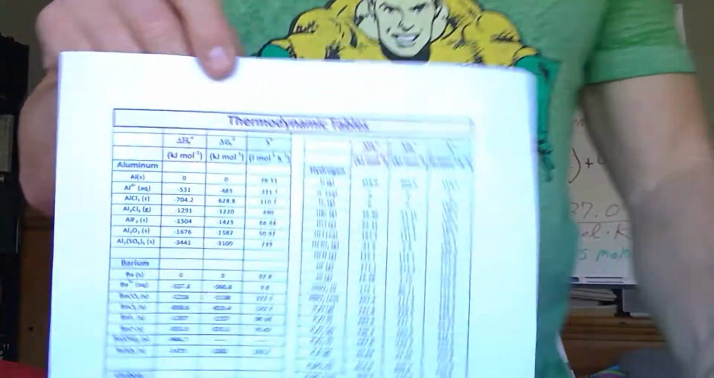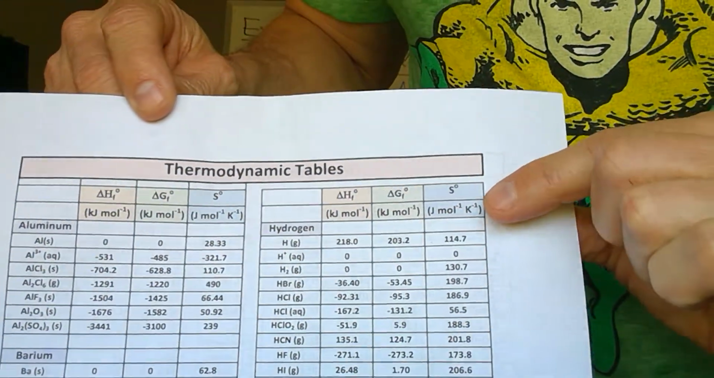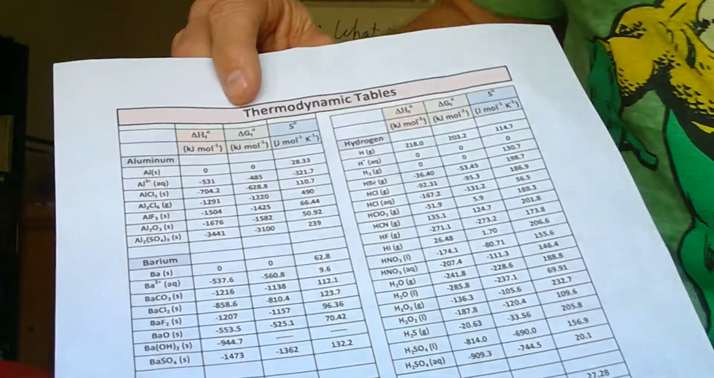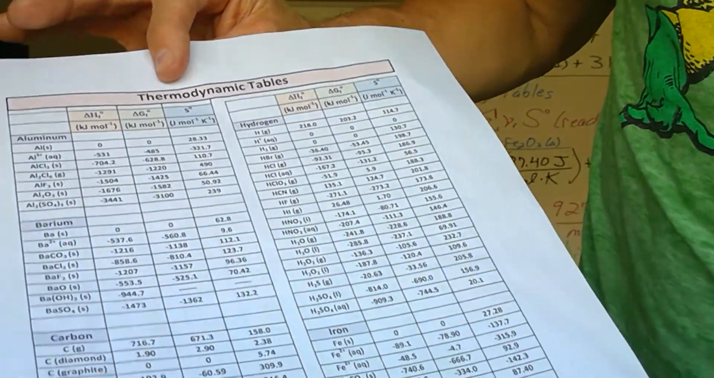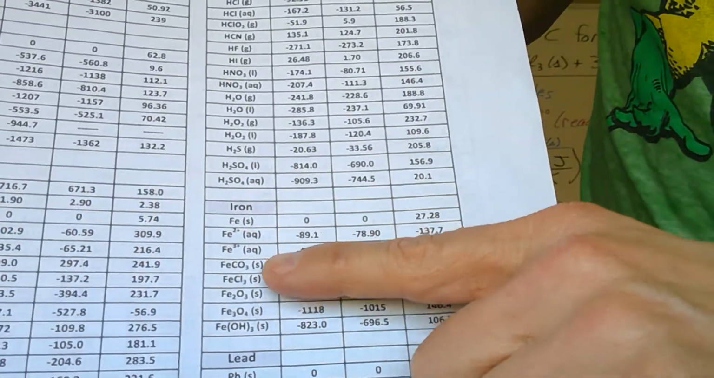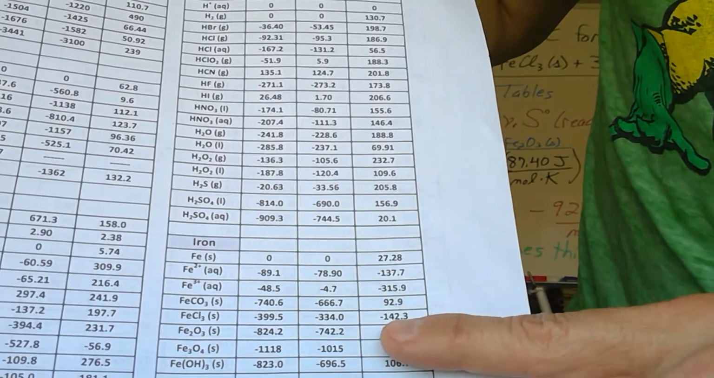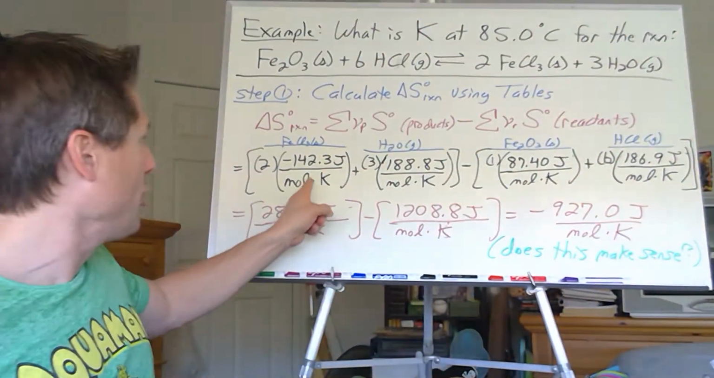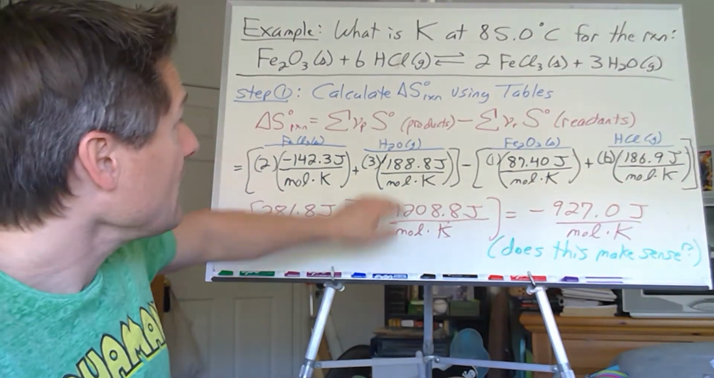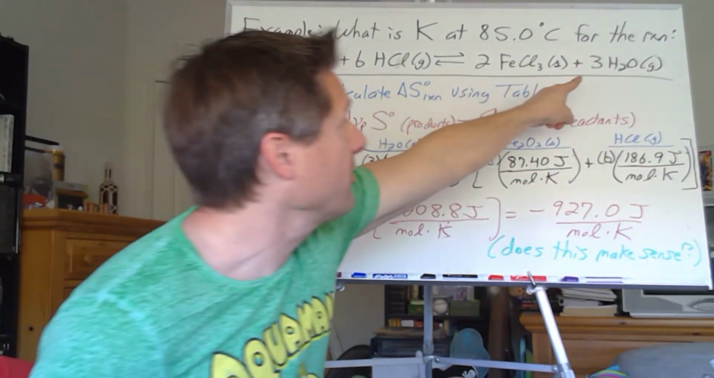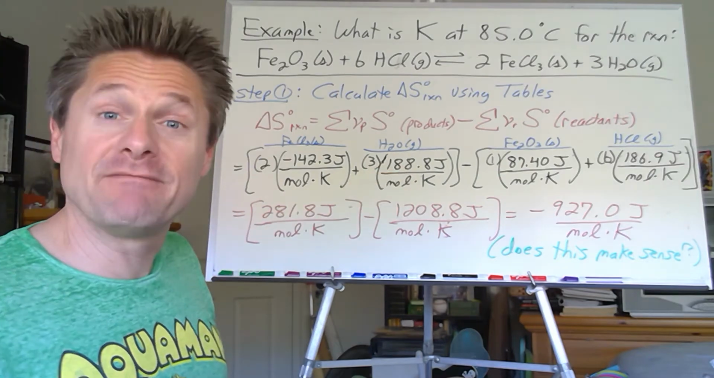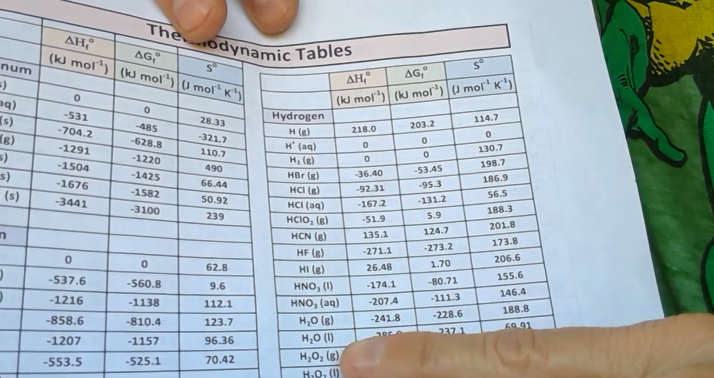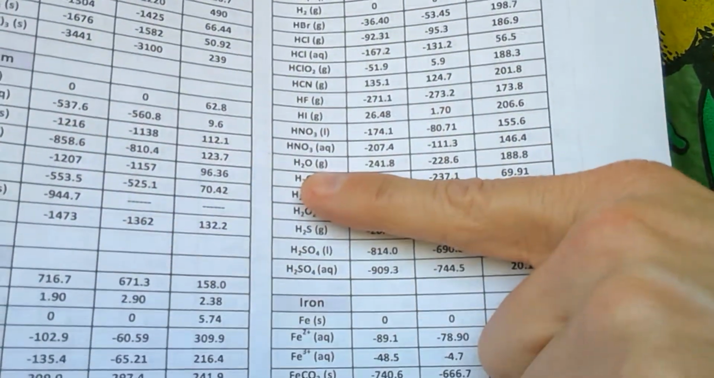Entropy is a little bit different. So if you look on the entropy, which is the third column, it's joules per mole Kelvin. So if we look up FeCl3, iron 3 chloride, there's iron. Iron 3 chloride all the way over is negative 142.3 joules per mole Kelvin. All right. For water vapor, we have 3 moles of it, so 3 times the value for water vapor. So look up water. The gas, not liquid, there's water, gas right there.